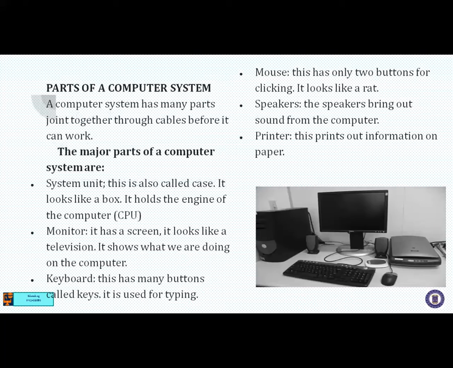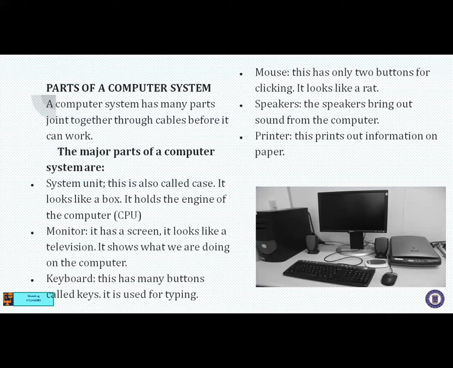Then a very small device which is very close to the keyboard in this picture is the mouse. The mouse has only two buttons and a scroll, and the two buttons are used for clicking, either right clicking or left clicking. We always say it looks like a rat because the cable connecting it to the system unit is very long and the mouse is very small and portable like a rat.